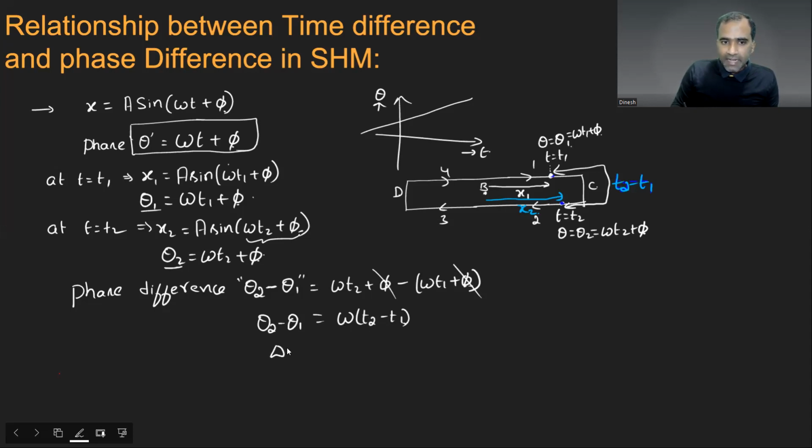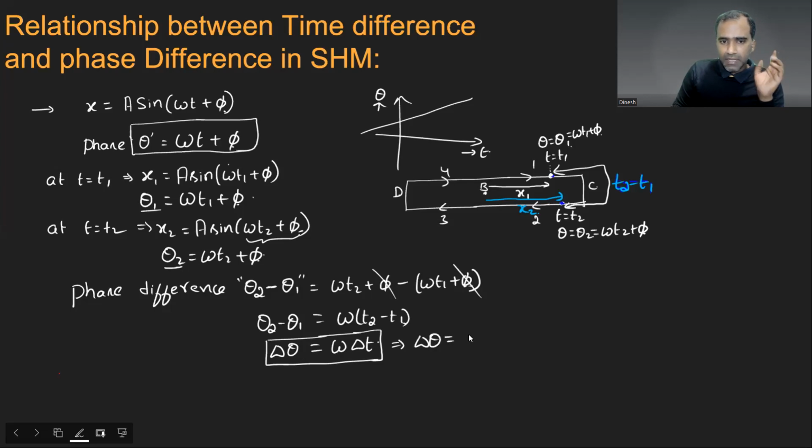Can I call it delta theta? Phase difference. Delta means it represents the difference or change. So T2 minus T1 represents change in time. So can I write it as delta T? Is that okay? So we got the relation between phase difference and time difference. A very simple relation. So let us write it once again in a little different manner.